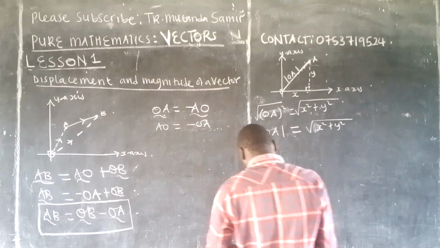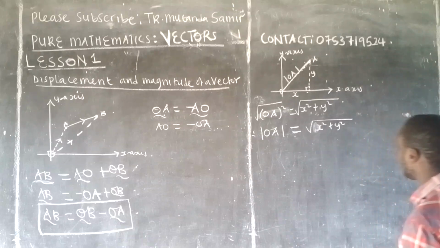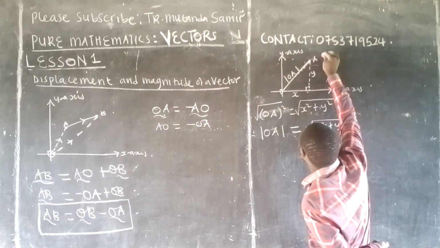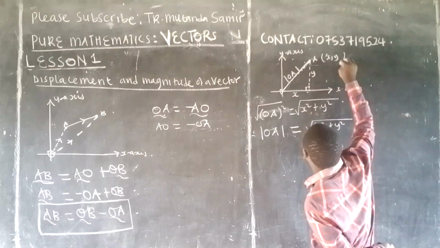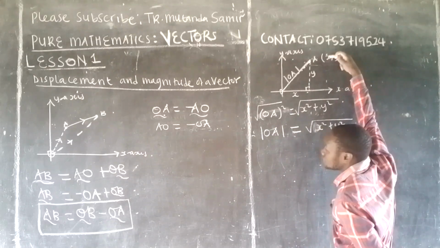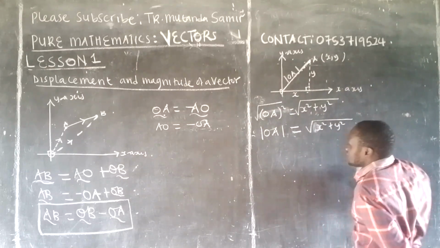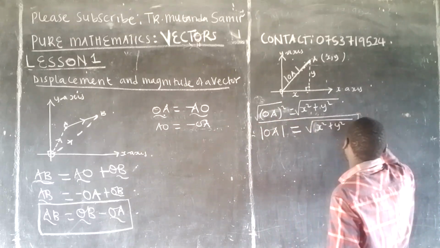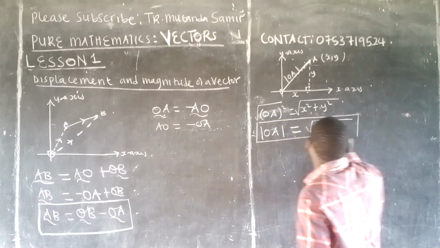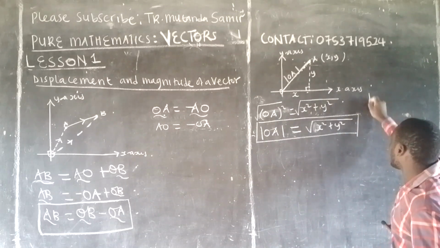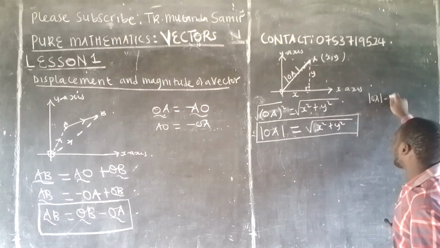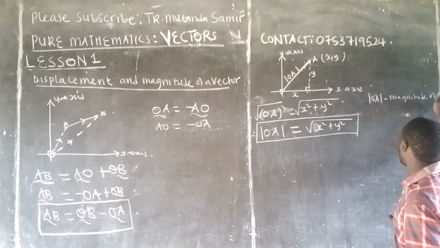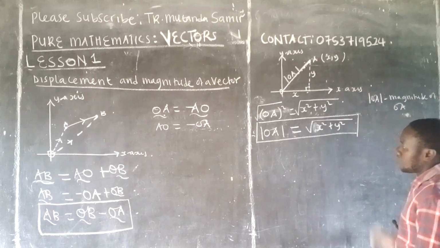That implies that whenever they ask you to find the magnitude of a point, this OA is having a coordinate. The coordinate will now be x, y. For any value with two coordinates, all coordinates in 2 dimensions, to get its magnitude, you just take this formula here. So this is the formula for the magnitude of OA, in simple terms.